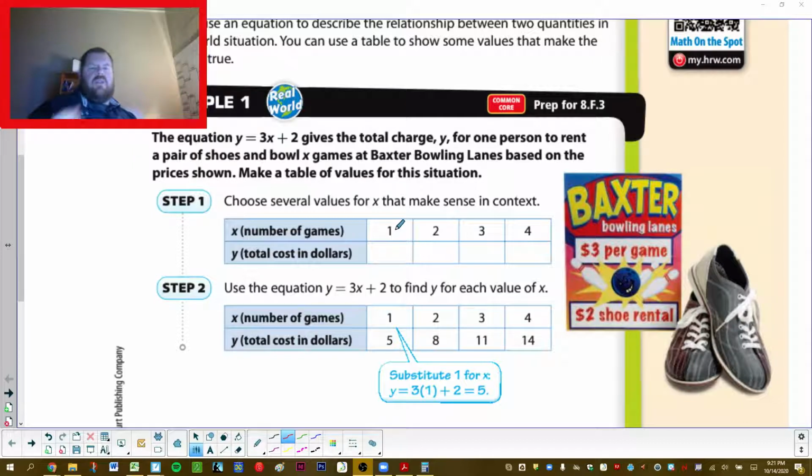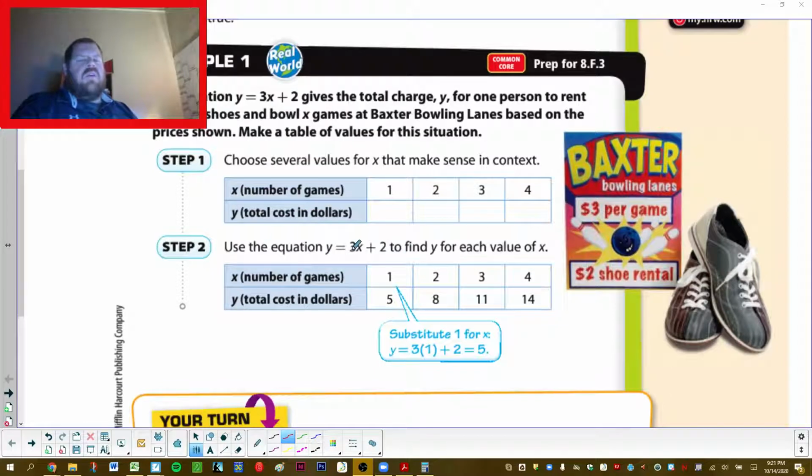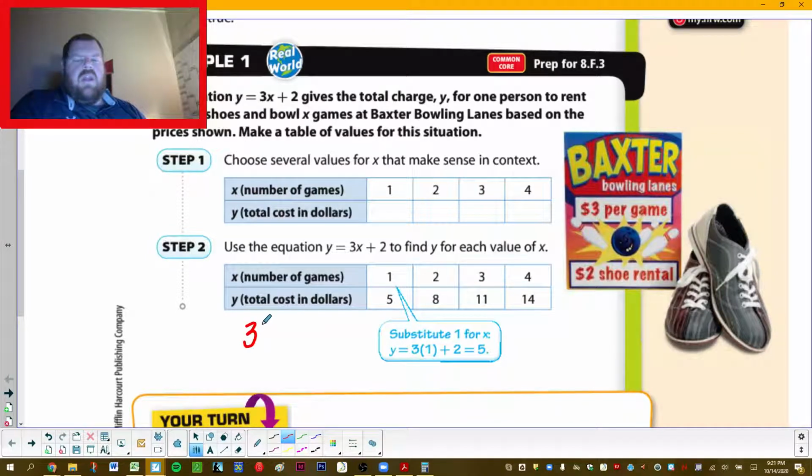And so we pick the numbers. This example picks the numbers 1, 2, 3, and 4. And then we use the equation and plug in these values of x into this equation. So each one of these involves the math that it takes to go 3 times 1 plus 2. They tell you right there that it's 5. This one takes 3 times 2 plus 2. 3 times 2 is 6, plus 2 is 8. 3 times 3 is 9, plus 2 is 11. 3 times 4 is 12, plus 2 is 14.